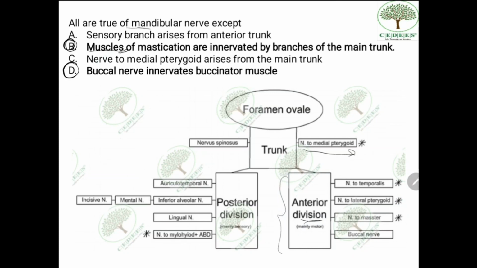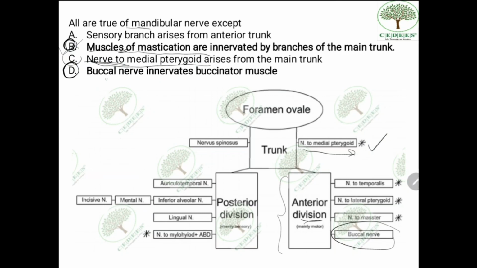So not all muscles of mastication are innervated by the main trunk. So yes, this one is false. Now option A, sensory branch arises from anterior trunk. Yes, that is correct. The buccal nerve, which is given off by the anterior division or the anterior trunk, is a sensory branch, so it is correct. Nerve to medial pterygoid arises from the main trunk, that is option C, is definitely correct here, you can see.